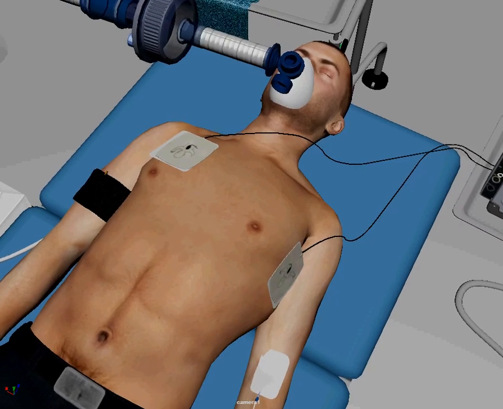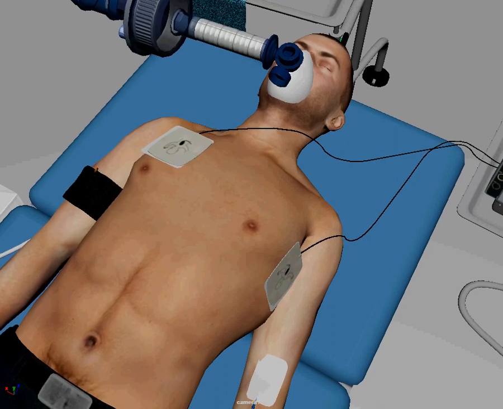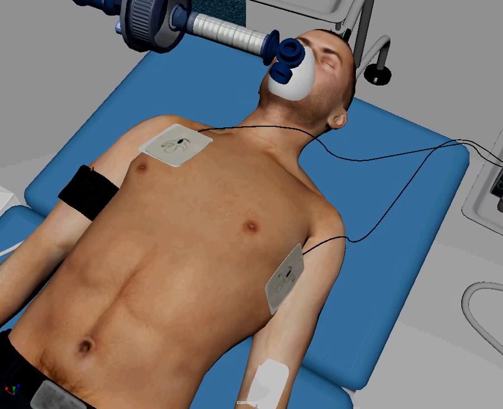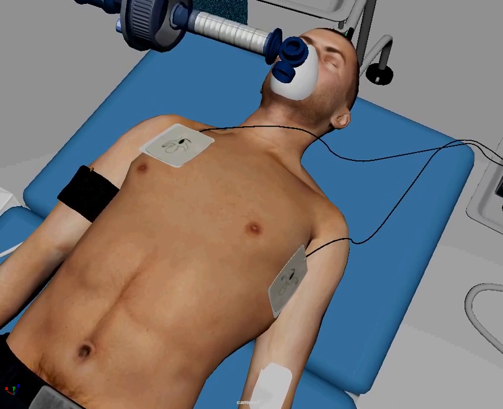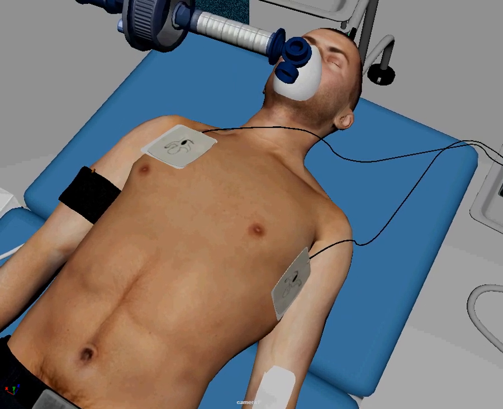Make the preliminary diagnosis in ECG and monitor again. The diagnosis is atrial fibrillation. Give synchronized shock 120 J biphasic.